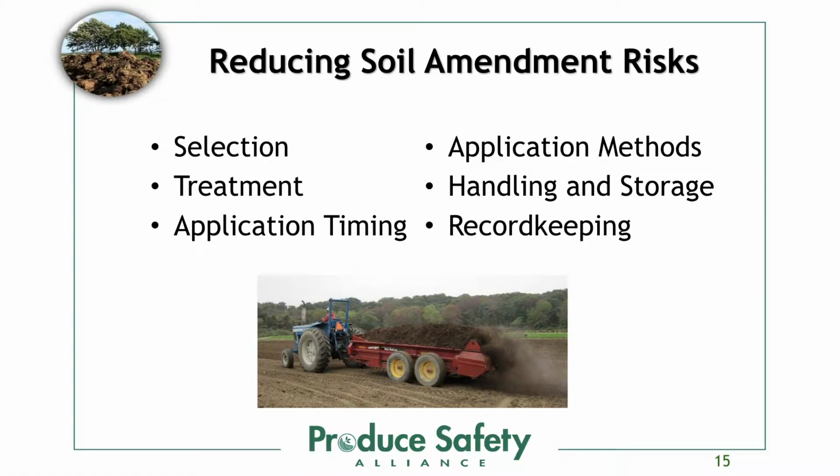So, reducing soil amendment risks. Things you can do to reduce risk, of course, the first one is selection. Not using raw manure to begin with is one good way. And then treating it. If you're doing a composting process and really doing that properly and getting things up to temperature, that can take care of it. And then application timing. Generally, we want to have a longer period between applying and putting our crops in the field and harvesting as we can.